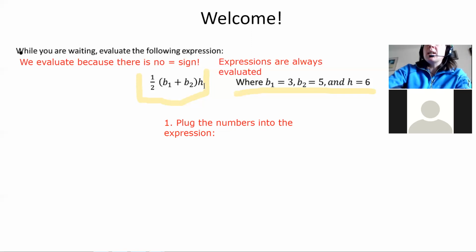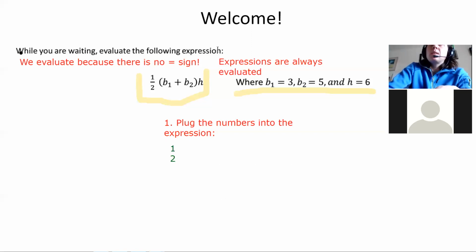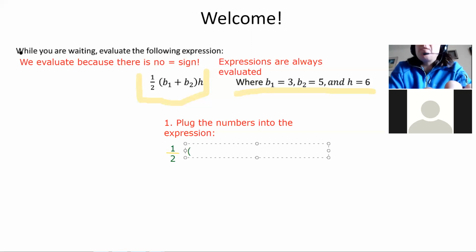Now, my computer is not behaving. Let's see. 1/2 there. It'd be so nice if I could type or write on my screen, wouldn't it? Okay, so that's part of the formula there. Now, instead of B1 and B2, I'm going to type in a 3 plus a 5.